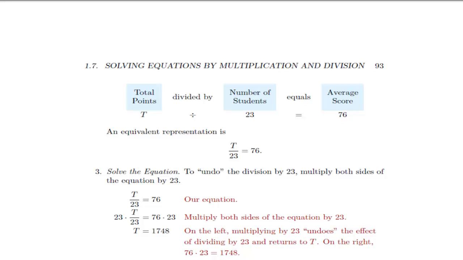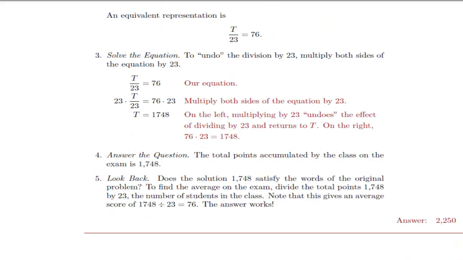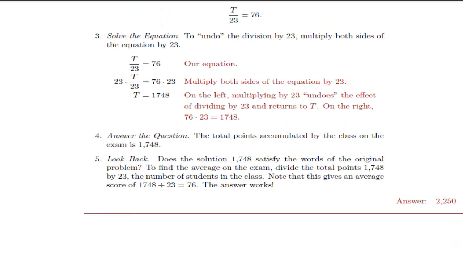Solve the equation. To undo the division by 23, multiply both sides of the equation by 23. So, the original equation, multiply both sides by 23, and on the left, multiplying by 23 undoes the effect of dividing by 23, and returns T. On the right, 76 times 23 is 1,748. So the answer to the question, the total points accumulated by the class on the exam, is 1,748 points.